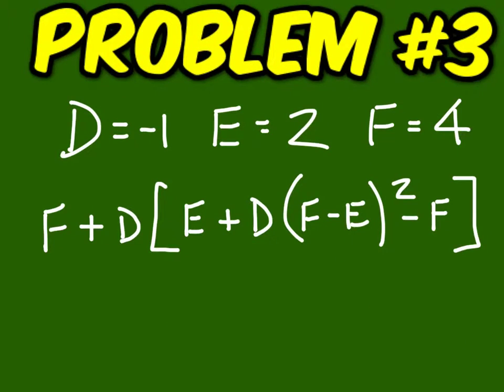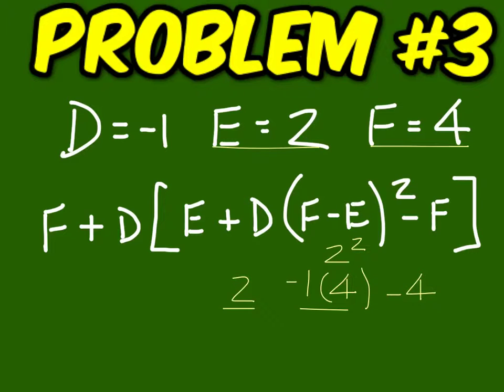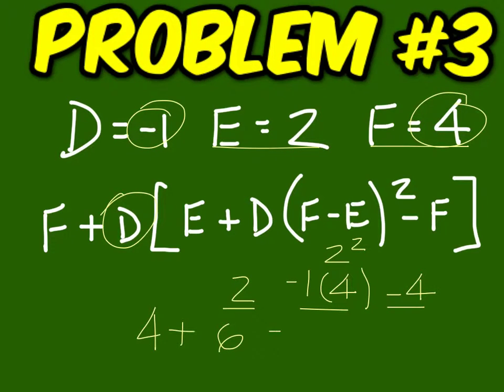So f minus e is 2, and if you square that, you come up with 4 and multiply the 4 by a negative 1. So you're going to have e, which is 2, and then back here minus f is minus 4. So we end up with 2 minus 4, which is a negative 2, and minus 4 is a negative 6, times negative 1 is a positive 6, and then plus 4 from the front will be 10.